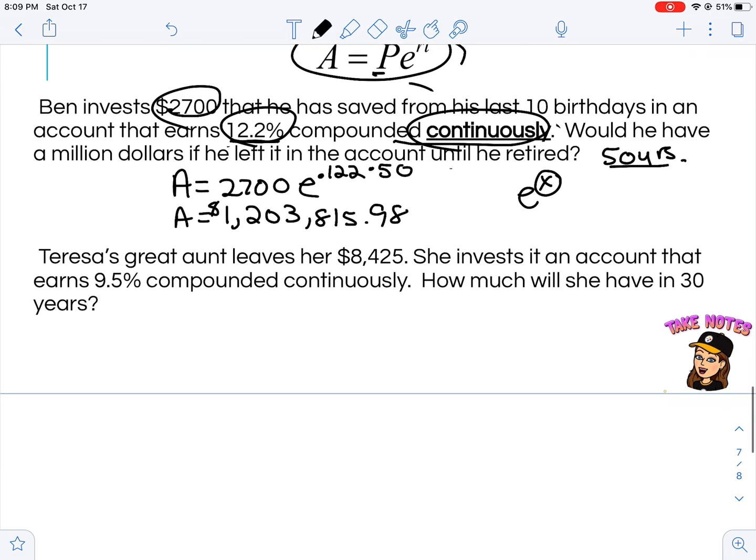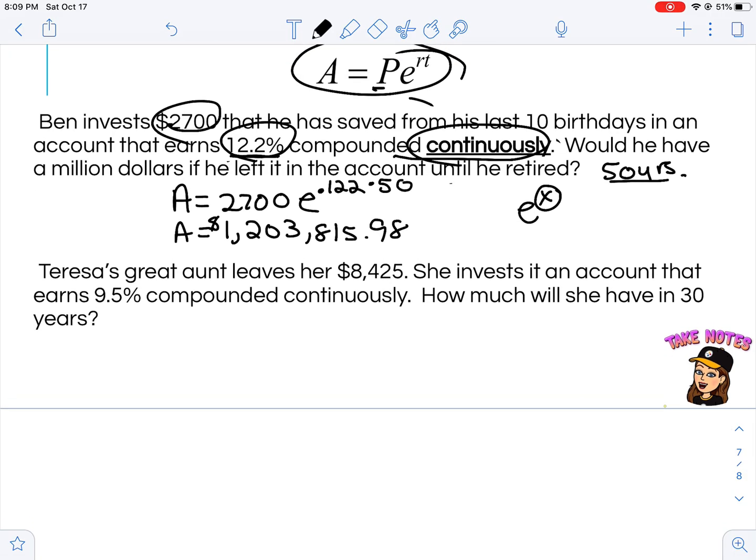Okay, so I'm going to have you try this last one, and you can stop the video and then you can hit play to see if you did it right. But Teresa's great aunt leaves her $8,425. She invested in an account that earns 9.5% compounded continuously. How much will she have in 30 years? So if you want to hit pause.